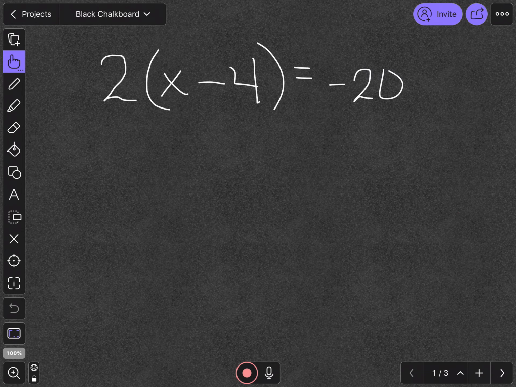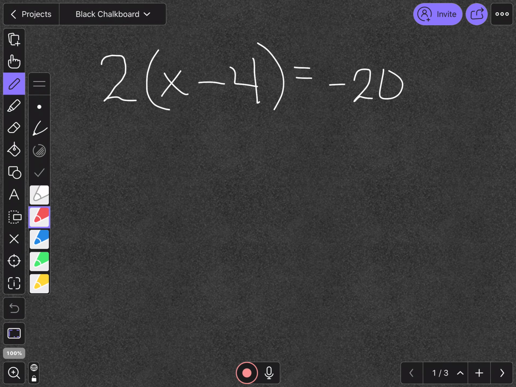To solve equations with the distributive property, you have to take the number outside of the parentheses and multiply it times everything inside of the parentheses. So here we have our first problem: 2 times x minus 4 equals negative 20. The 2 is the outside number, so we're going to take that 2 and multiply it times everything inside the parentheses.